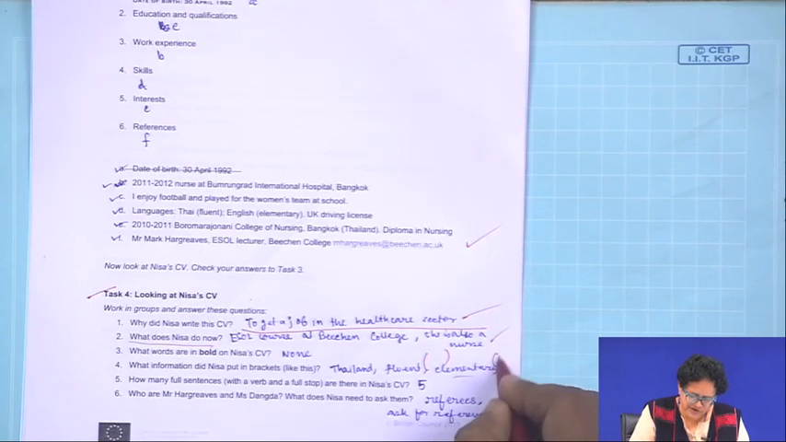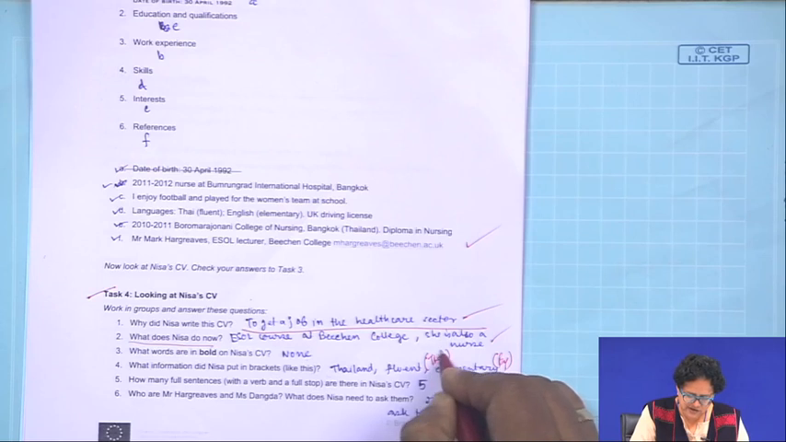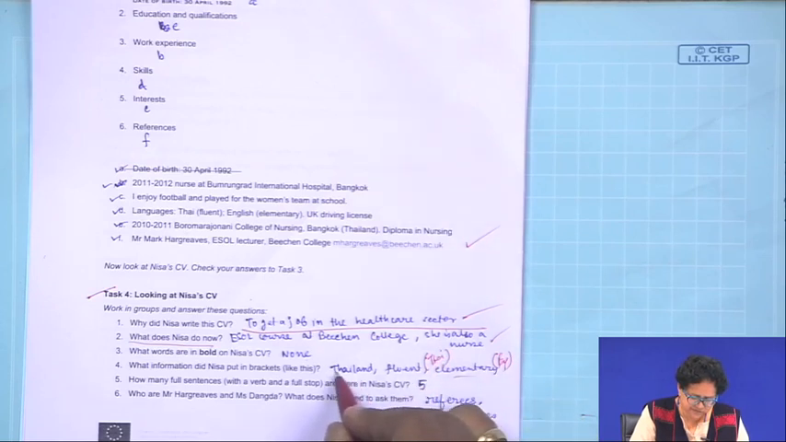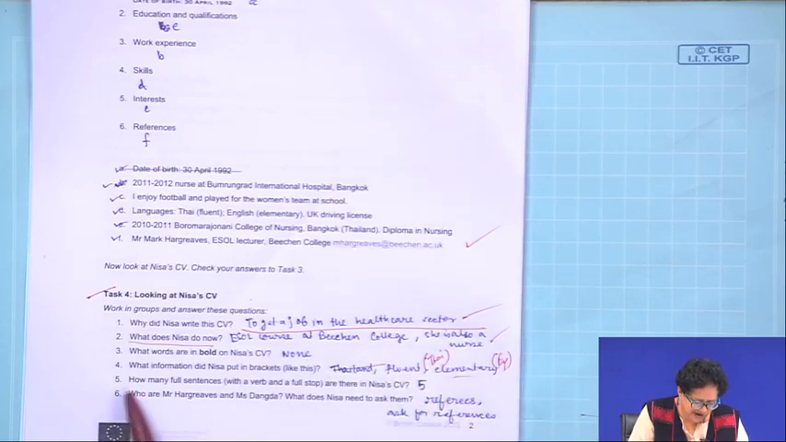So, for elementary you can write here English, and here you can write Thai, and Thailand is cut. Question 5: How many full sentences with a verb and full stop are there in Nisa's CV? Ankur, is it 5? So, this is correct. Who are Mr. Hargreaves and Miss Dangda? They are her referees, with capital letters.